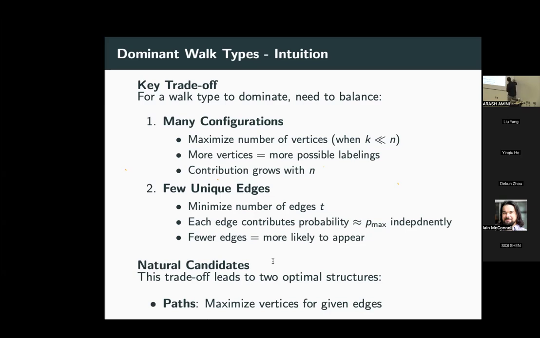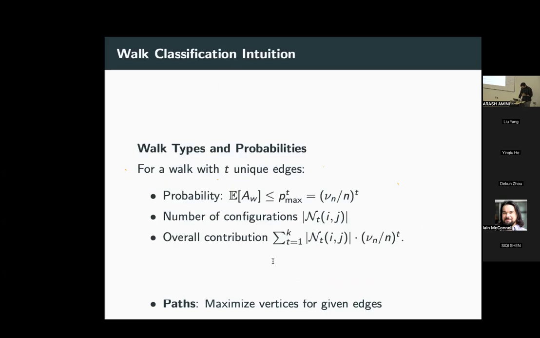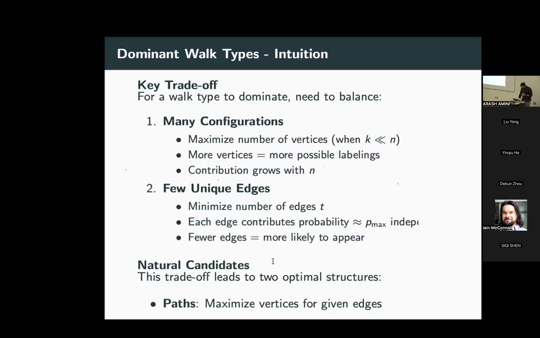To increase this, you want a minimal number of edges. Minimize the number of unique edges. And so this leads to a characterization of what graph structure would give you the dominant term. And then once you realize that, you can just ignore everything else and focus on that. Okay, so that's the rough idea.